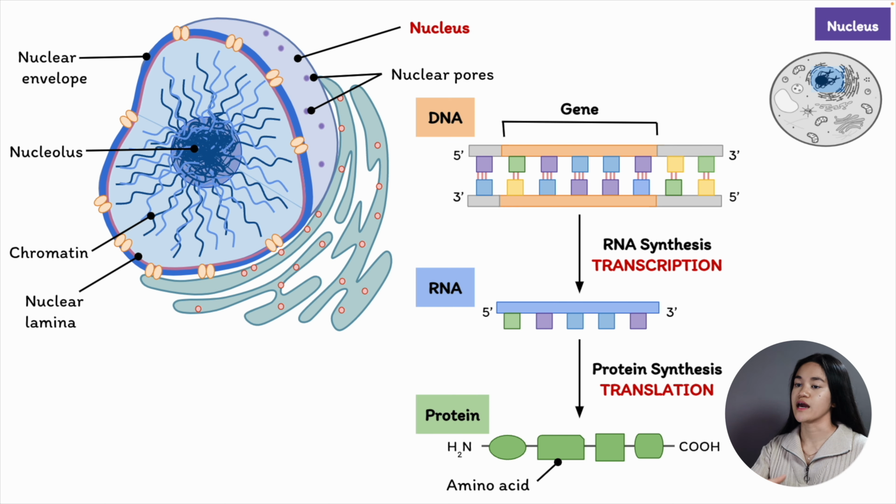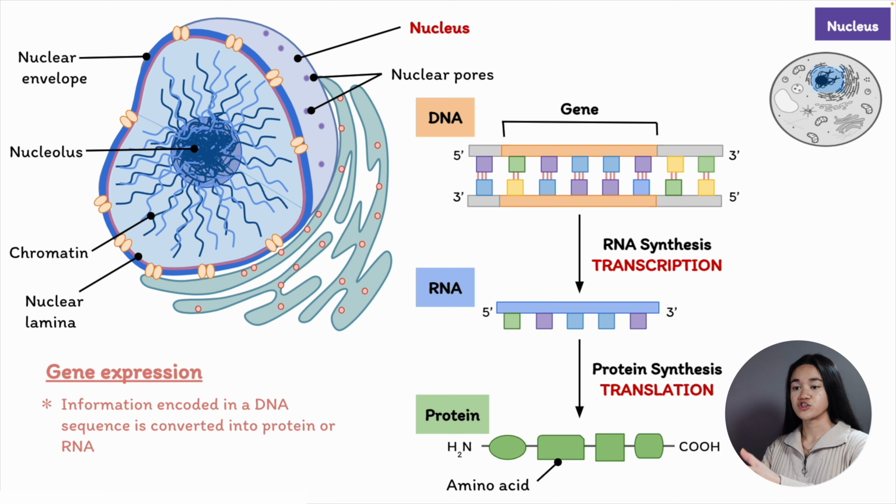Ribosomes translate the mRNA's genetic message into a polypeptide. So the flow of genetic information in cells is from DNA to RNA to protein. And this process is called gene expression. The information encoded in the DNA sequence is converted into either a protein or just RNA. And that leads us to the next structure, which are ribosomes, or the protein factories of the cell.